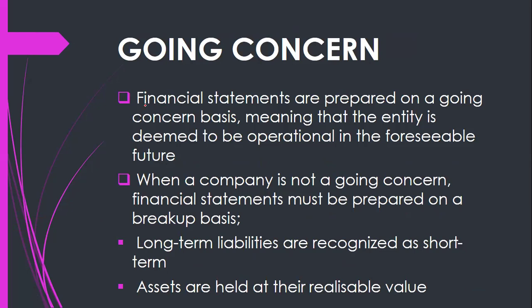So, what does a going concern basis mean? It means financial statements need to be prepared as though the business is going to be existent in the foreseeable future. So they prepare financial statements like the entity is going to be alive for the next 10, 15, 30, 35 years, even 50, 100 years. That's the assumption, right? That's the going concern basis. Financial statements are prepared on a going concern basis, which means an entity is deemed to be operational in the foreseeable future, right?